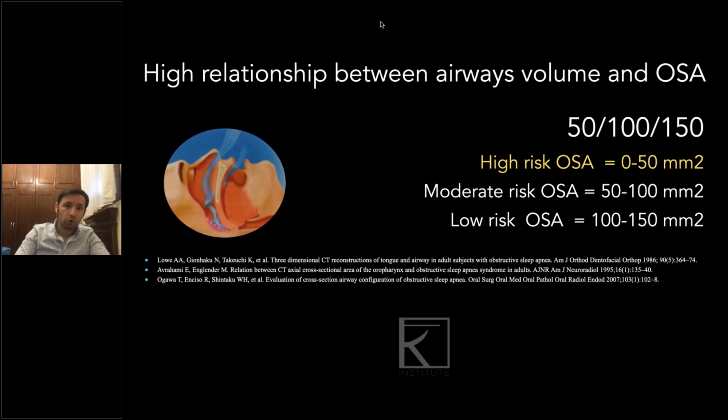Okay, so if we have a cross-sectional area less than 50 square millimeters, we have high risk to suffer sleep apnea. If we have between 50 and 100 square millimeters, we have moderate risk to have sleep apnea. And if we have more than 100, between 100 and 150, yes, square millimeters, we have low risk. So when we see a patient with 50, it's a problem for us.